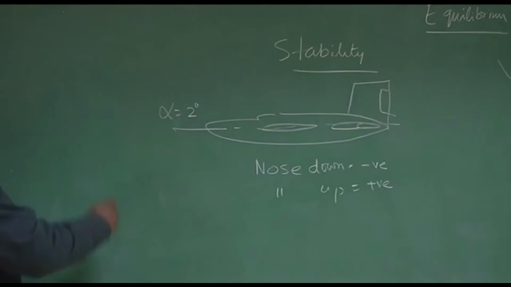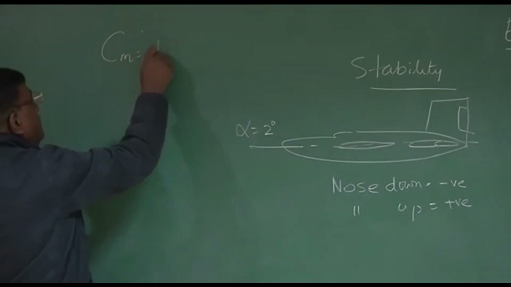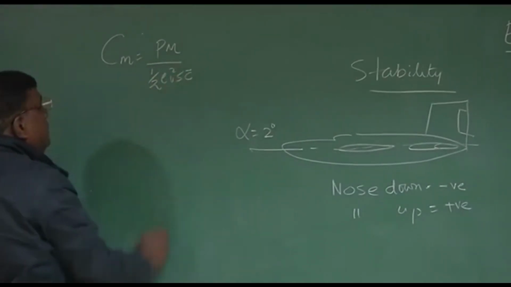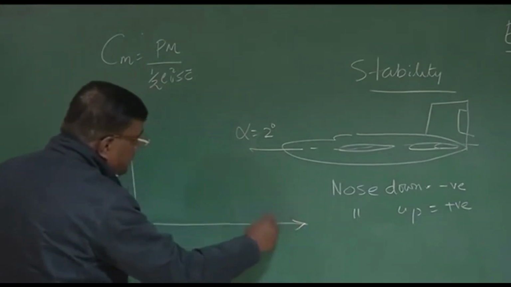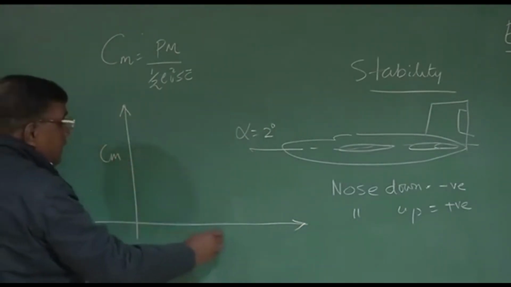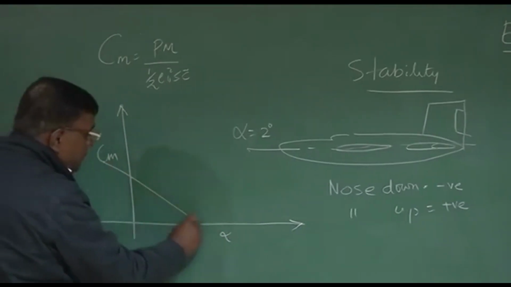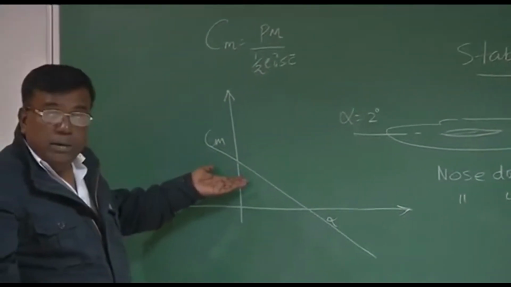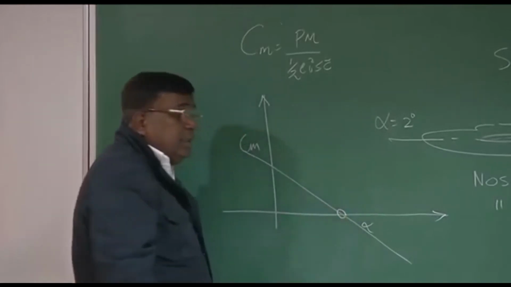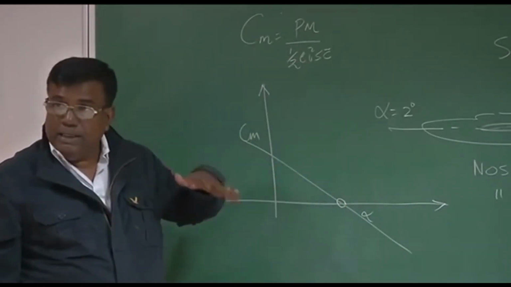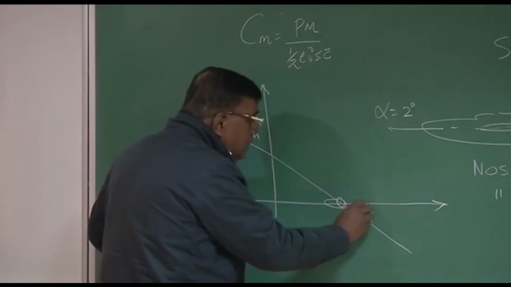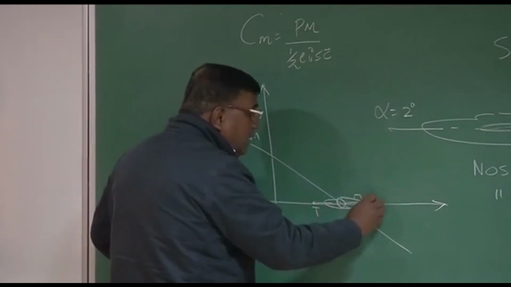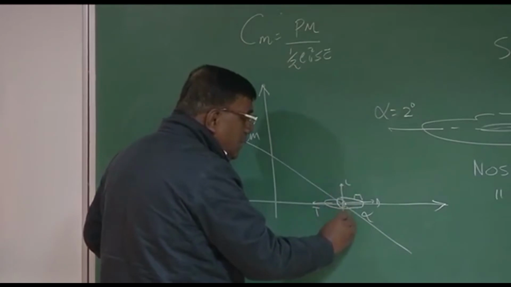And you are also aware of this term Cm, which is the pitching moment coefficient, pitching moment divided by half rho V square S c bar. So what you say is, if this is Cm and this is alpha, the variation of Cm with alpha should be like this. What is the equilibrium point here? The equilibrium point is here because here Cm is 0 and net force is also balanced. It is typically like your airplane cruising, where thrust equals drag, lift equals weight.